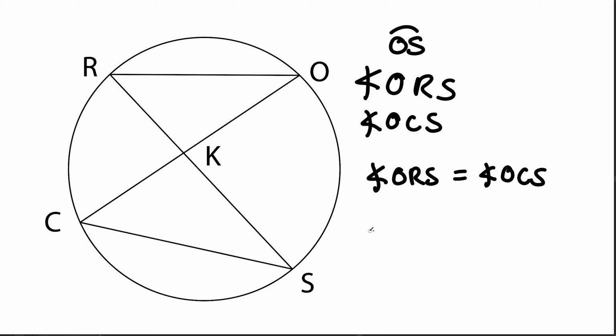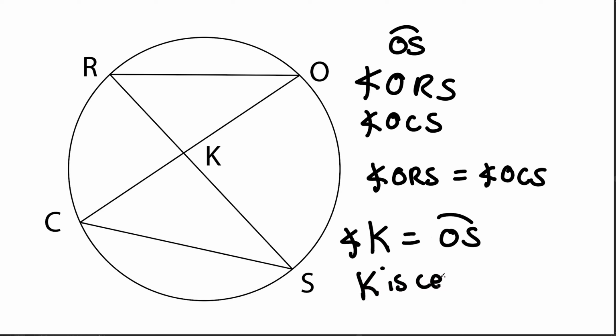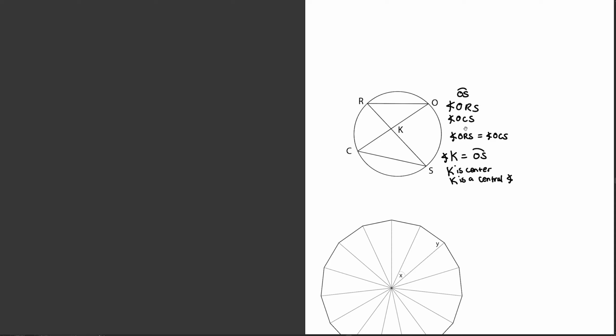So one thing to note, the angle measure of K is equal to the value of arc OS, just because that's the central angle, and assume that K is the center. It has to be the center. And if it's the center, what we call it is a central angle. All right, so that's it for this part, and let's move on to the next one.